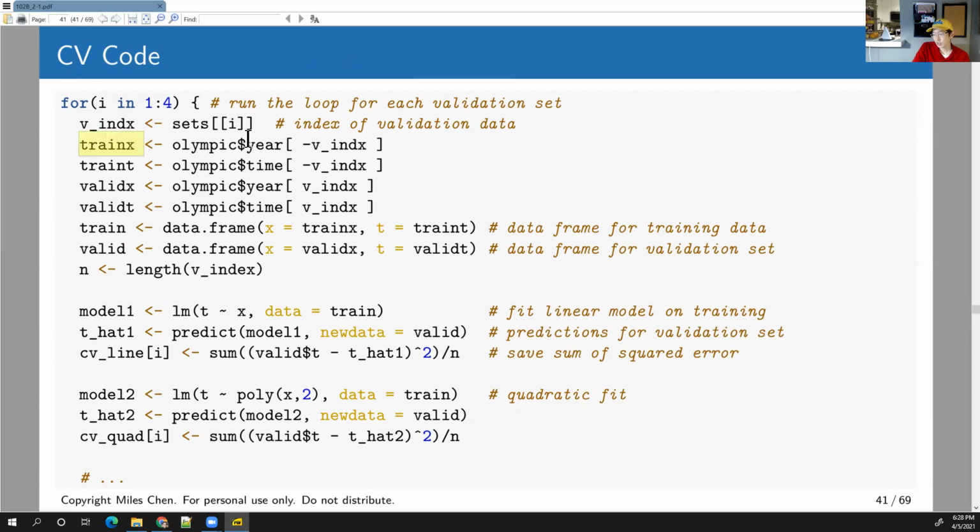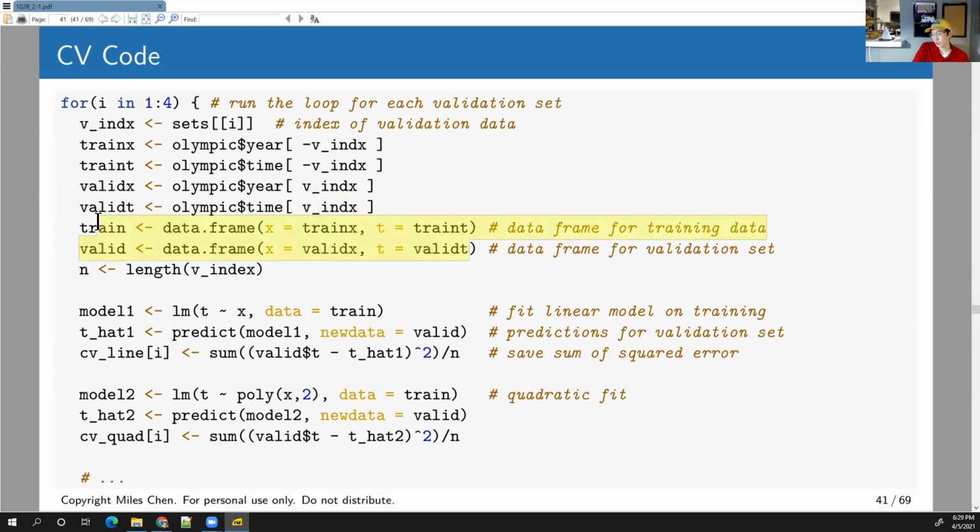The training data is everything in our X variable, Olympic $year, where we remove the validation index. So we do minus validation index for the training X and training T. The validation set is the X variable and the time variable just for the validation index, for our validation T. I create a training set and validation set as data frames: X is the training X and T is the training T, and for the validation set we use the validation X and validation T.